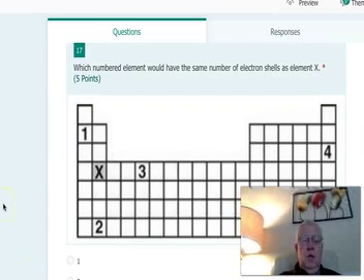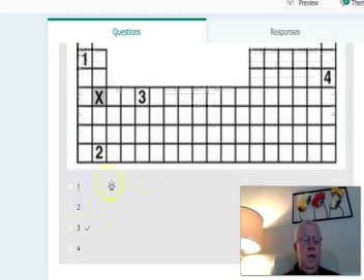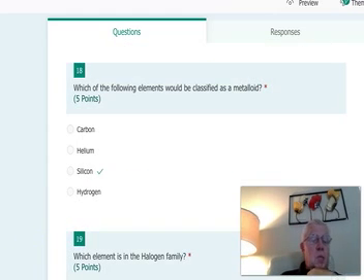All right, again, I don't have to go to the periodic chart. Which numbered element would have the same number of electron shells as element X? So here's element X. 1 orbit, one shell, 2 shells, 3 shells, 4 shells. Which one has the same as X? 3 does. X is going to have 3 orbits or shells. Element 3 is going to have 3 orbits or shells. Best answer is 3. All right, now number 18, which of the following elements would be classified as a metalloid?